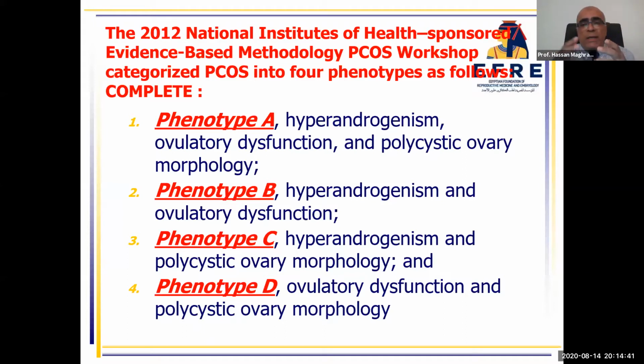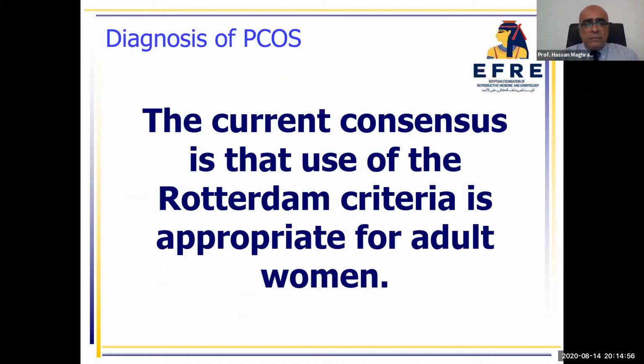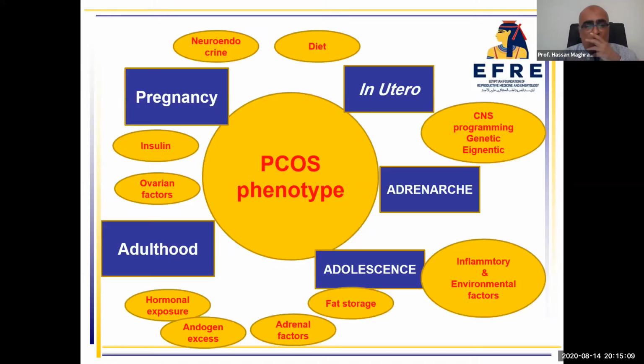So you have to take care that societies dealing with PCOS differentiate between ovulatory dysfunction and the morphology of polycystic ovary by ultrasound. The current consensus among specialists working in the PCOS field is that the Rotterdam criteria is the most appropriate for adult women.